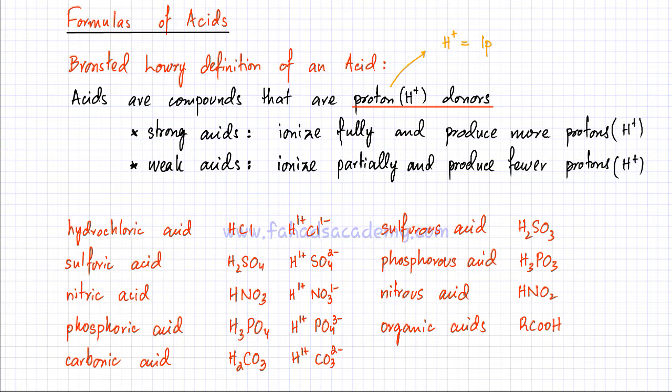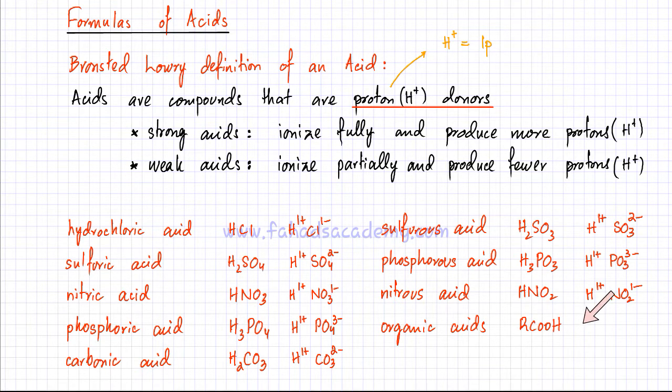Then you have sulfurous acid, which has two ions: H+1 and SO3 2-. H3PO3 is phosphorous acid, which is made up of H+1 and the PO3 3- ion. Then you have nitrous acid, which is H+1 combined with NO2 1-. And lastly, you have organic acids, and we're going to study organic acids in detail when we study organic chemistry, so we're going to leave them for now.